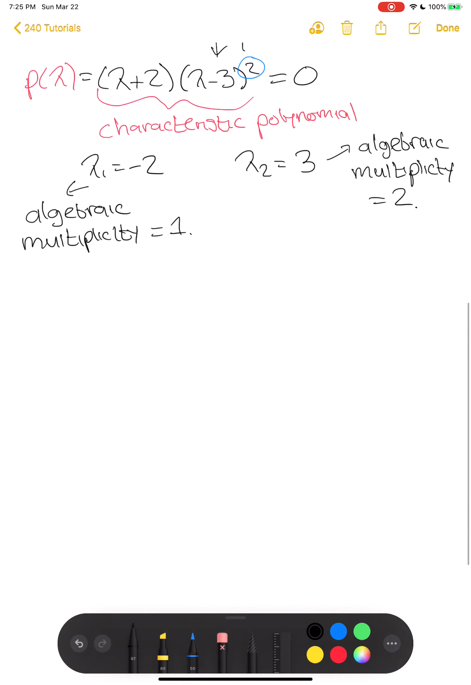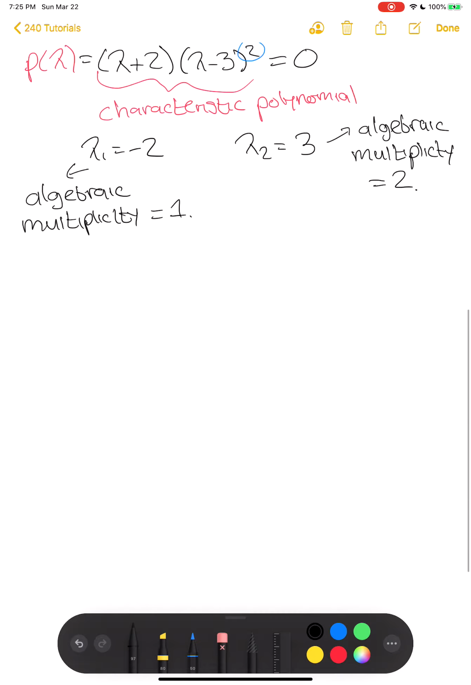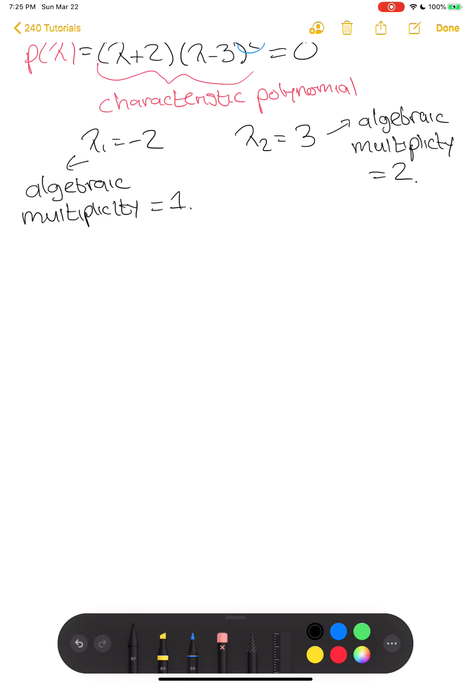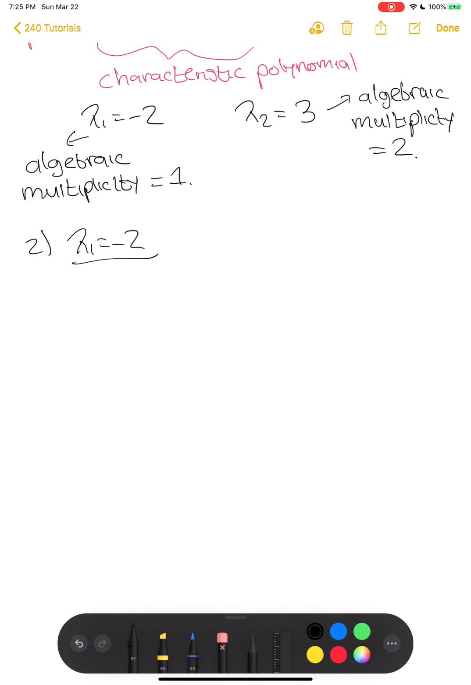So now part 2, we had to find all the eigenvectors. So to find the eigenvectors, you consider lambda 1 is equal to negative 2 first. So you do, sorry, one second.